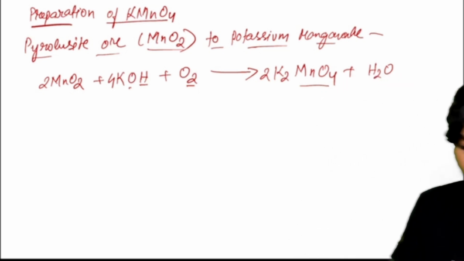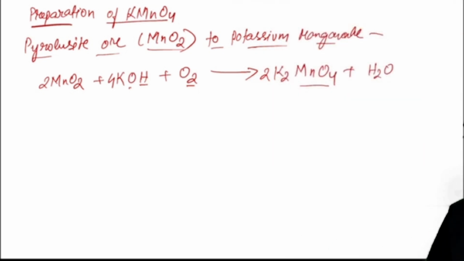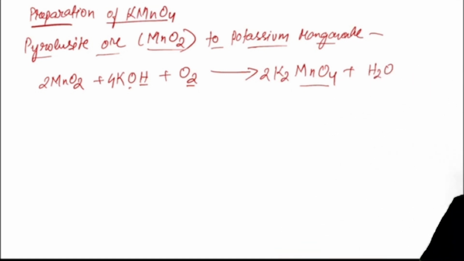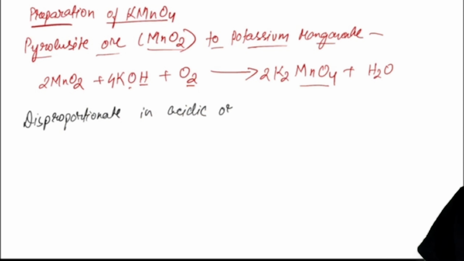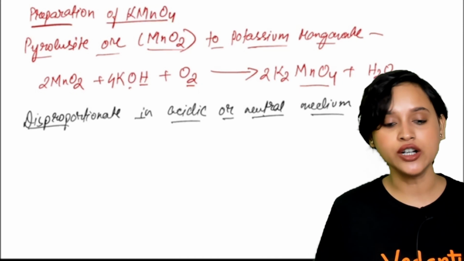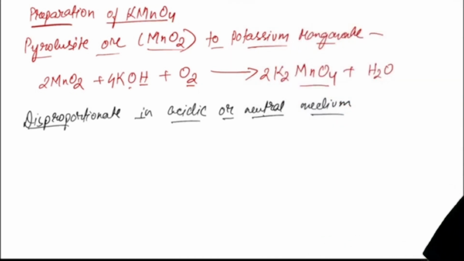Okay. So now what are we going to do? Now we are going to disproportionate it in a neutral or acidic medium. Disproportionates in acidic or neutral medium. So first of all, what did we take? We took some base, right? KOH was obviously a base. Now we are going to take it in an acidic or a neutral medium. So what will we get? Check it out.